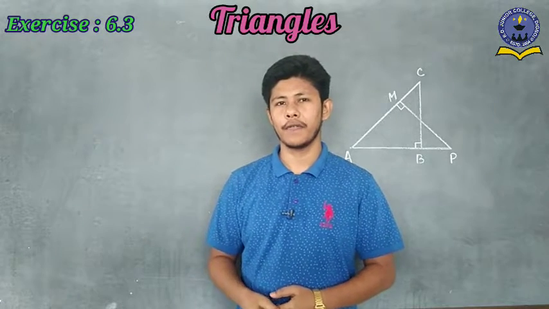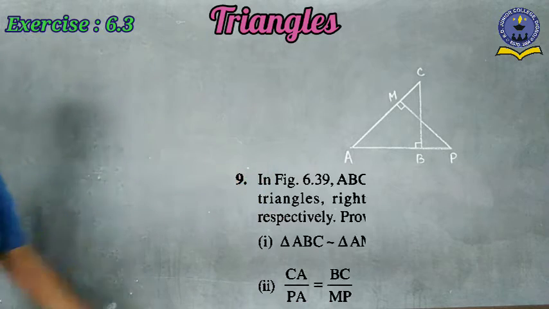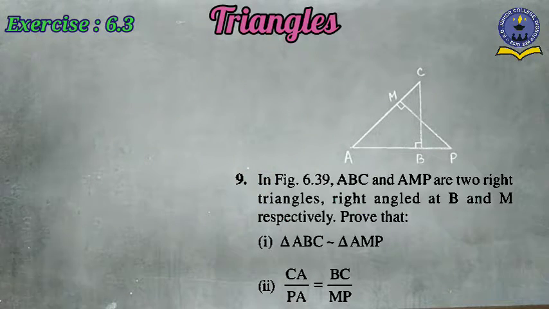Now if you see question number 9 and the diagram, the question is given in this way: in triangle ABC and AMP are two right triangles, right angled at B and M, as you see in the figure. What we need to prove here: first, triangle ABC is similar to triangle AMP, and second, CA by PA equals BC by MP. These 2 results we need to prove.